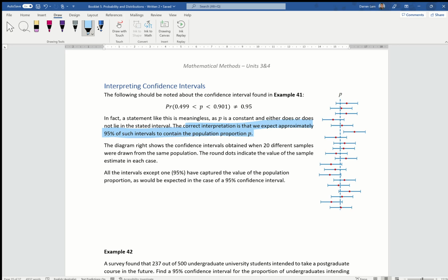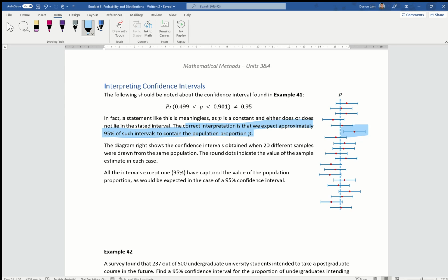All of the intervals except one, which I believe is, where is it gone? Am I going blind? Here we go. All of them except one are within, or capture, that value of P, the population proportion. All of them except one in a sample of 20, which gives us a 95% interval.